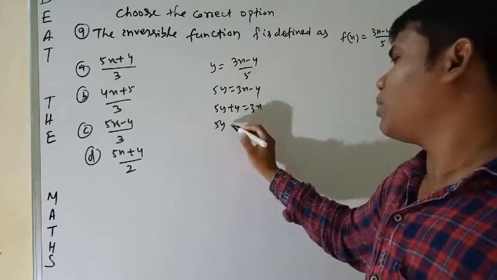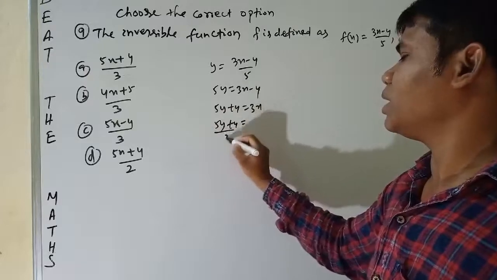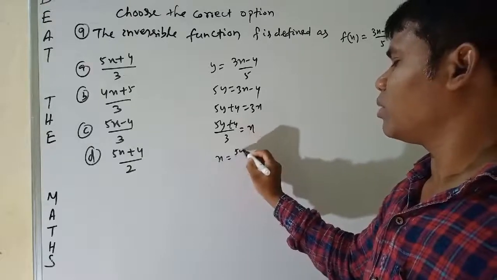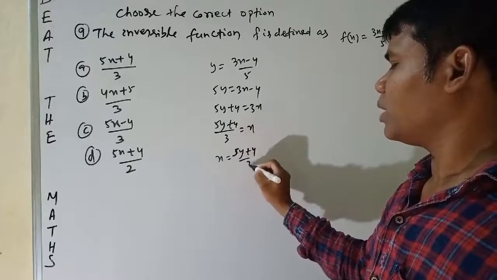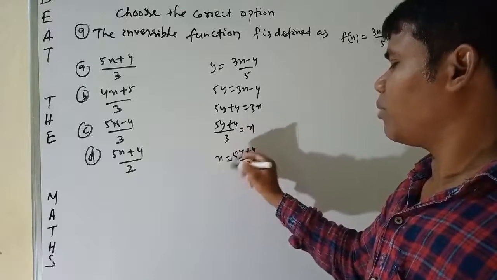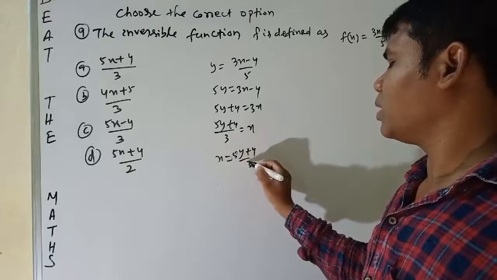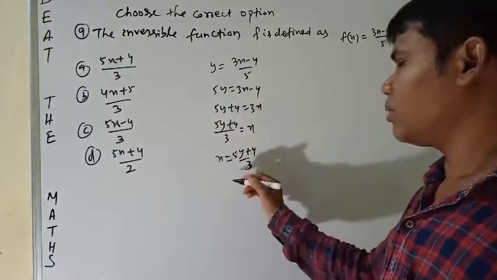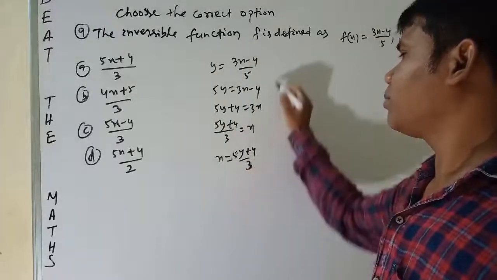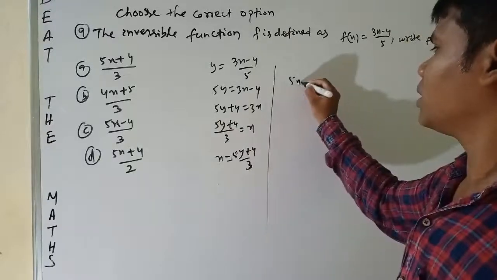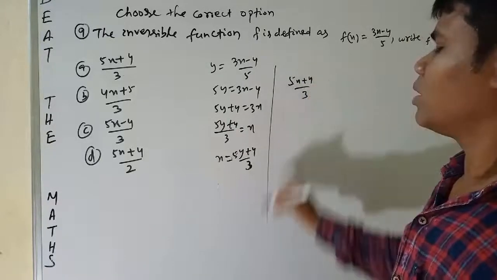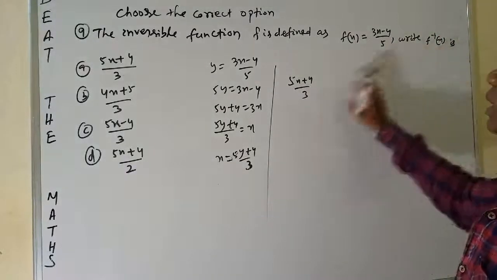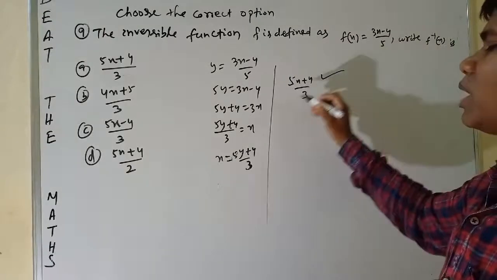5y plus 4 by 3 is equal to x. Okay, that means x is equal to 5y plus 4 by 3. Okay, you see here it is given in terms of x, so you have to write 5x plus 4 by 3. So f inverse x is 5x plus 4 by 3. So the correct option is 5x plus 4 by 3.